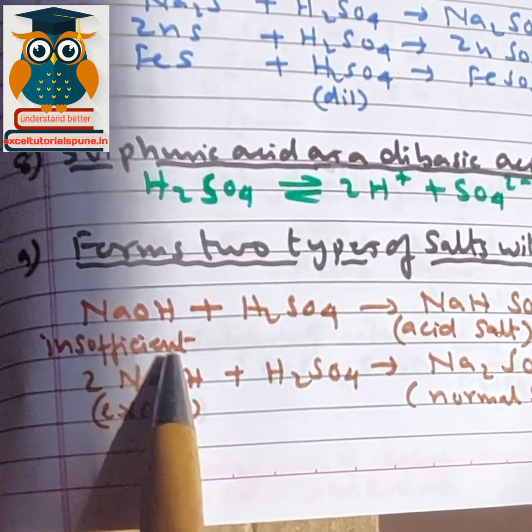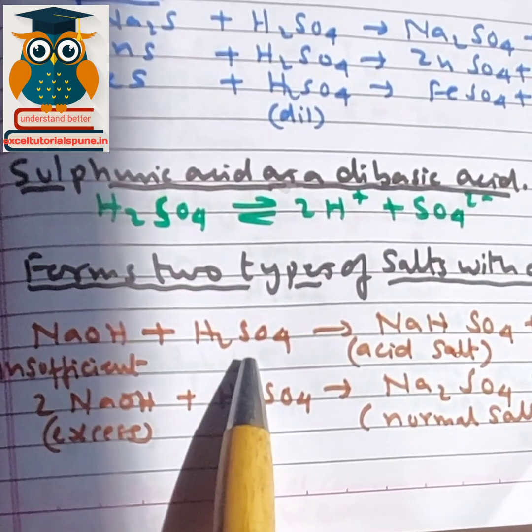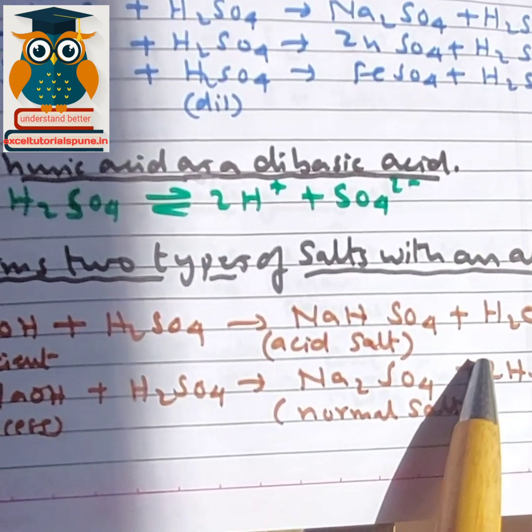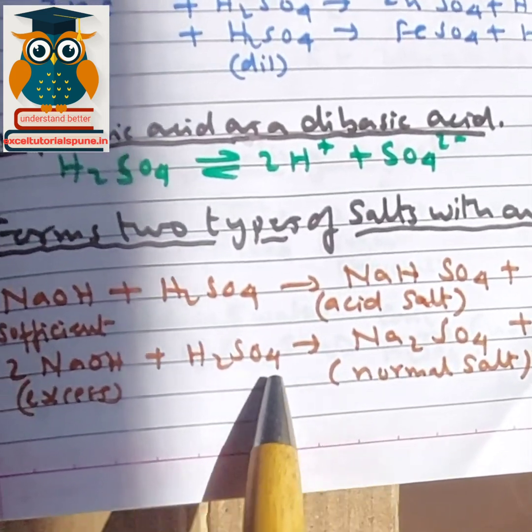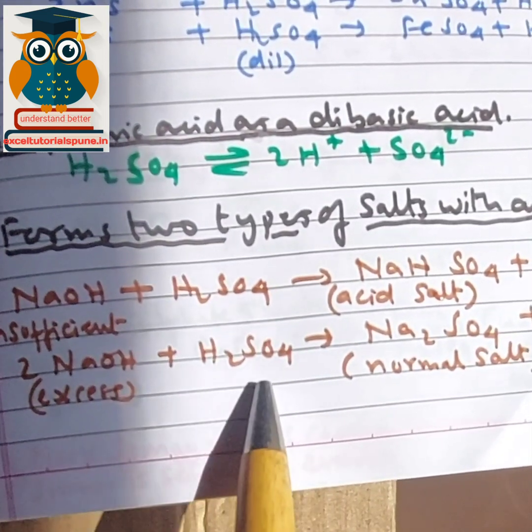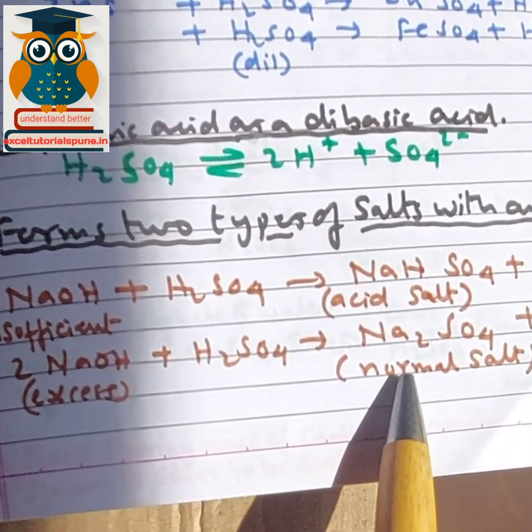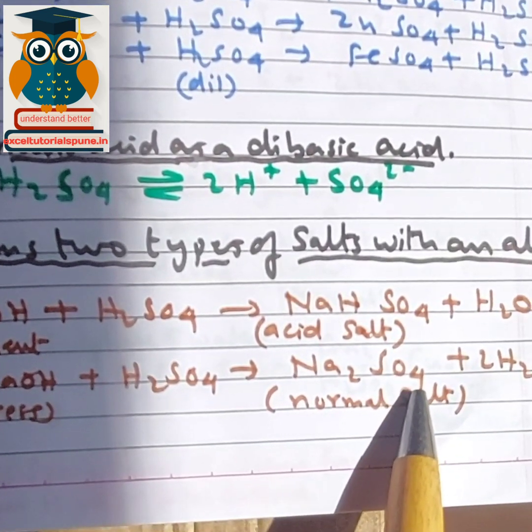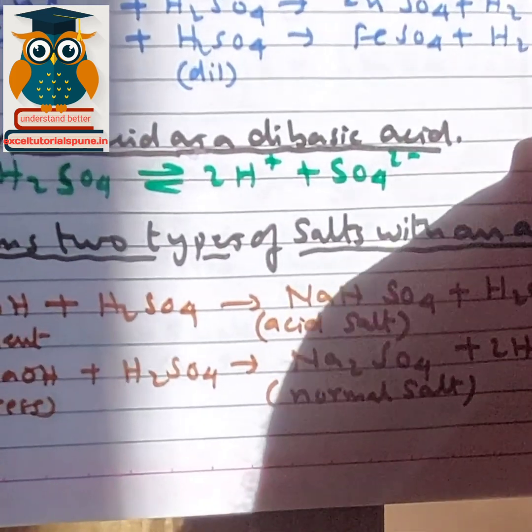Now see, when sodium hydroxide is insufficient and you react it with sulfuric acid, it gives you sodium bisulfate with water. Now this is an acid salt. Then sodium hydroxide with sulfuric acid gives the normal salt, sodium sulfate plus water molecules.